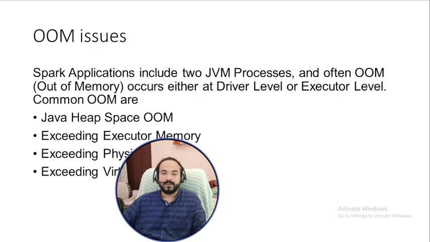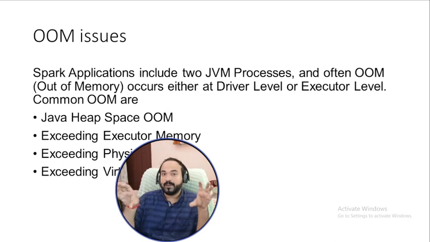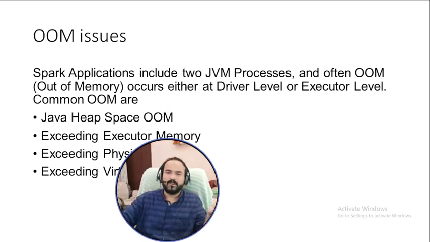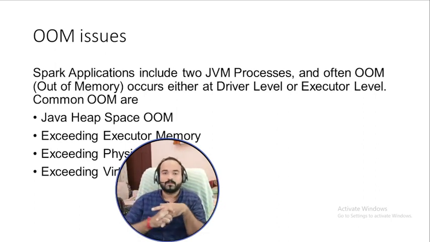So here you can see out of memory issues. A Spark application includes two JVM processes, and often OOM, out of memory, occurs either at the driver level or at the executor level. Common out of memory errors are Java heap space out of memory, exceeding executor memory, exceeding physical memory, and exceeding virtual memory. These are the famous out of memory issues that Spark developers mostly face when they submit their jobs. Apart from these, many more are faced, like broadcast issues.